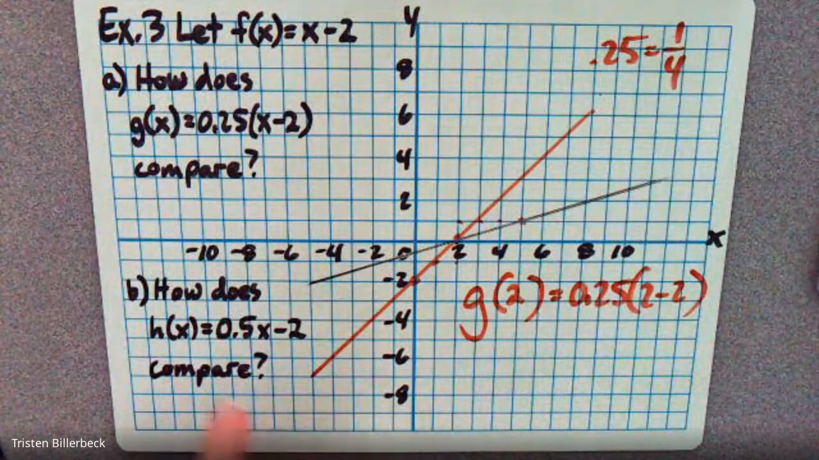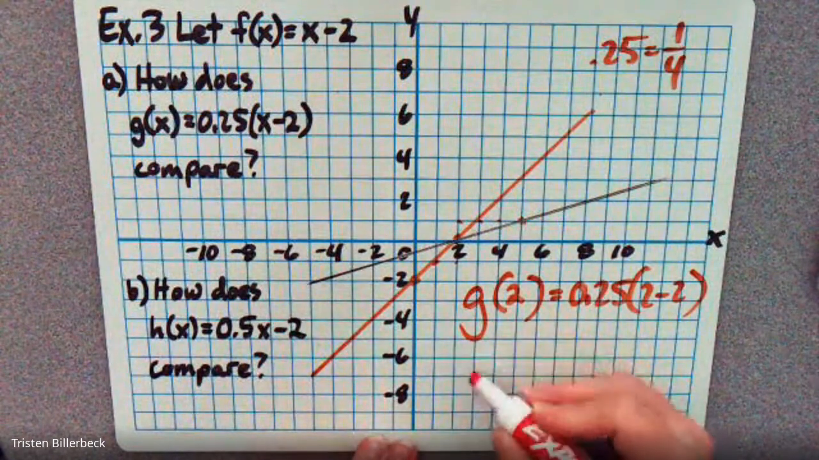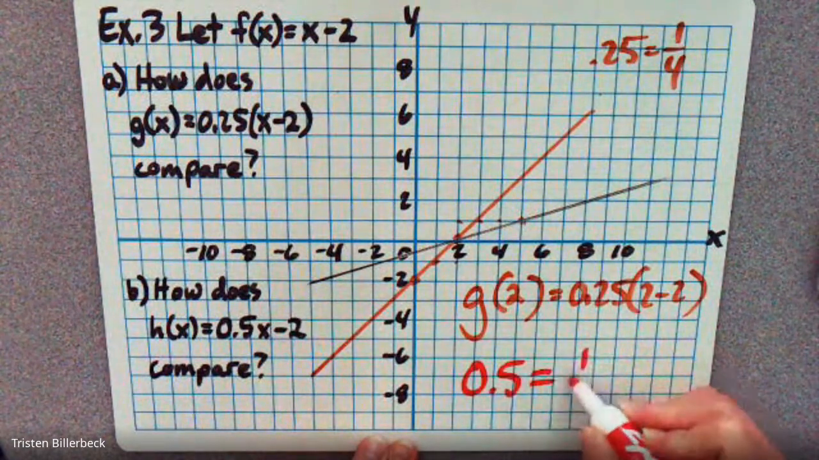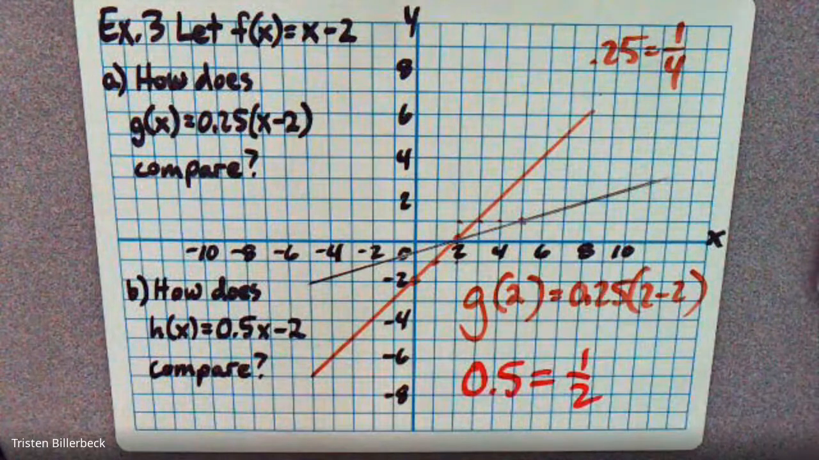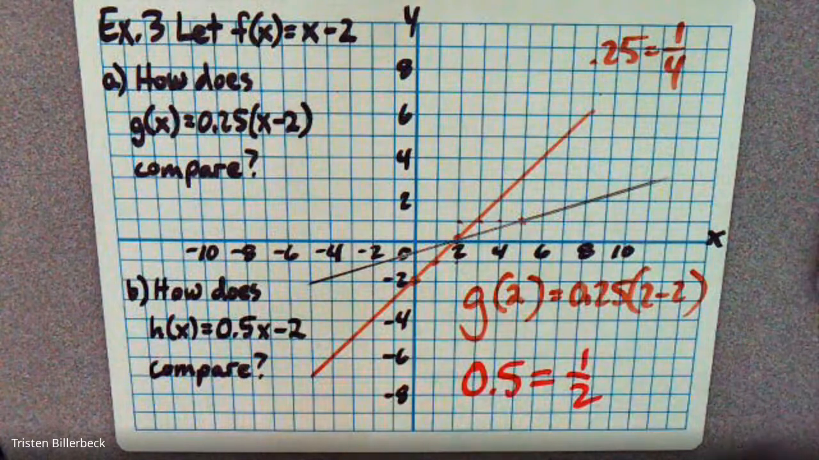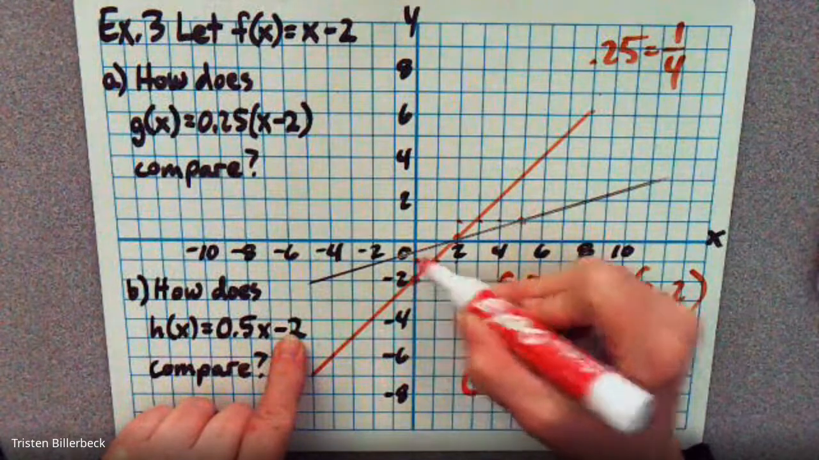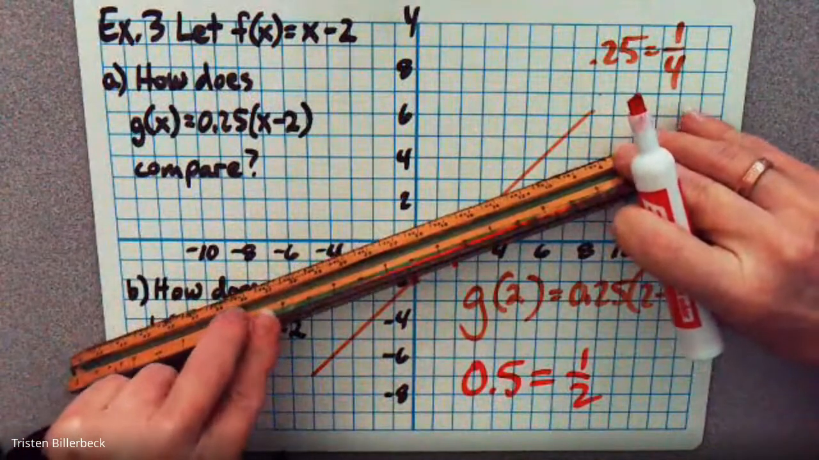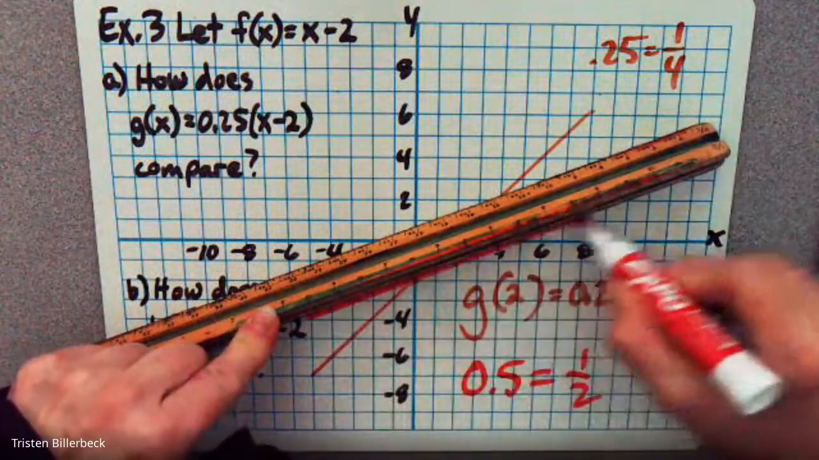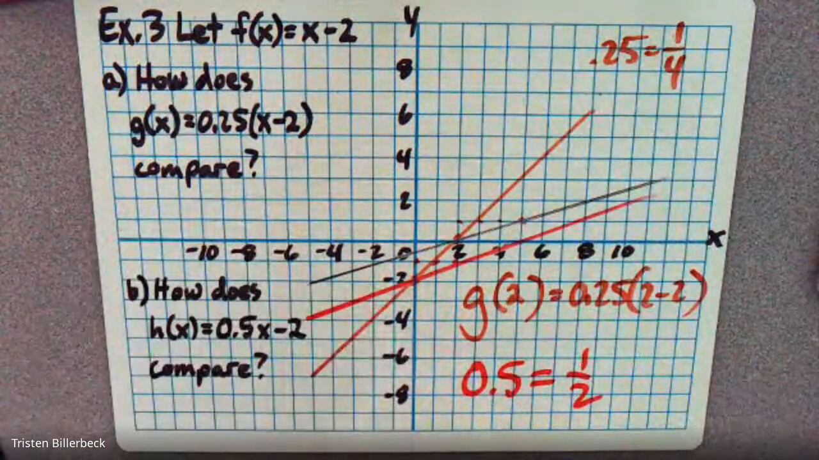Okay, so how does this compare with 0.5? Well, 0.5 is the same thing as 1/2. So from this same point, this y-intercept here, count the slope, rise 1, run 2, and we have another compression here. This one is going to start from this intercept right there. And there we have it.